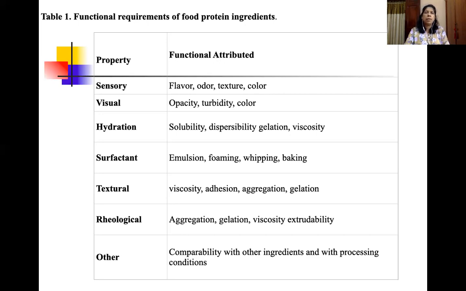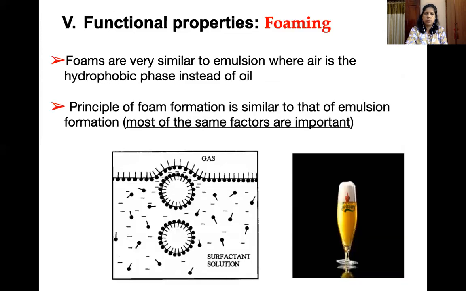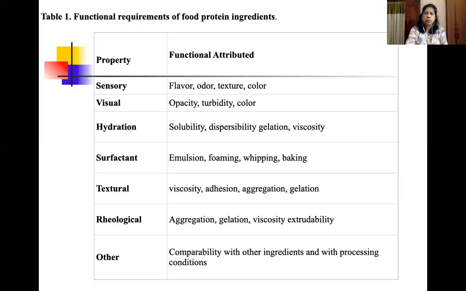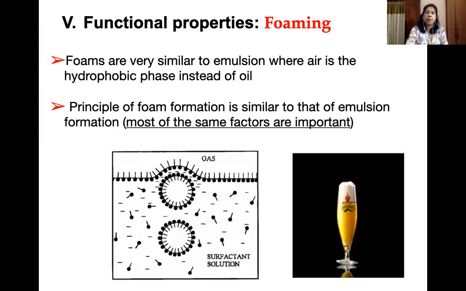And when we talk about the functional requirements of food protein ingredients, especially the sensory properties, visual, hydration, surfactant, textural, rheological, and other properties, those are given by the functional attributes. I will come to this slide later at the end.